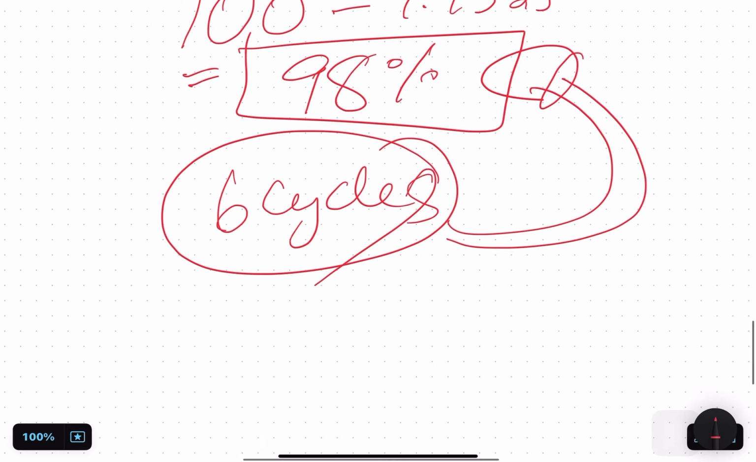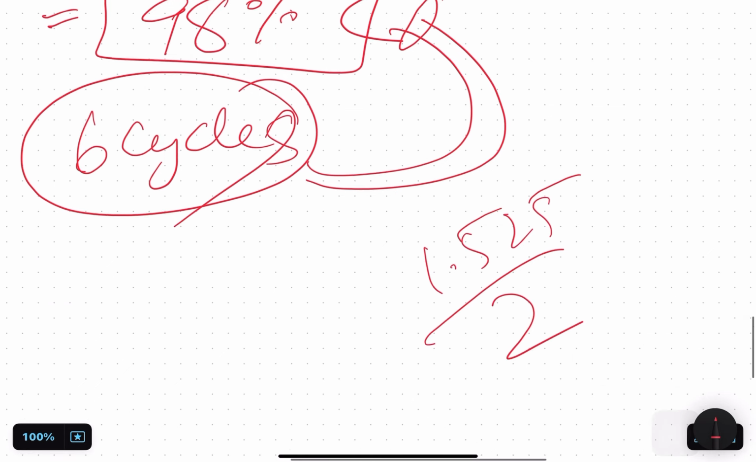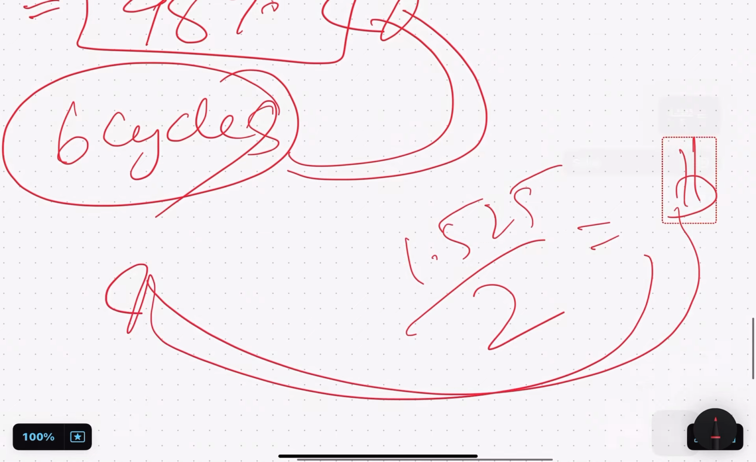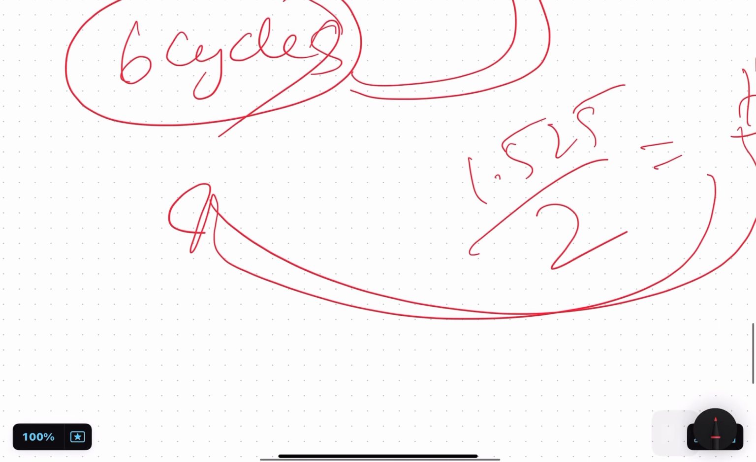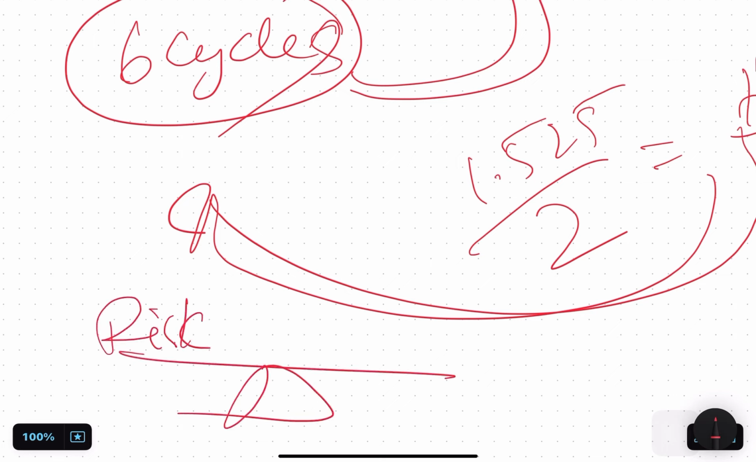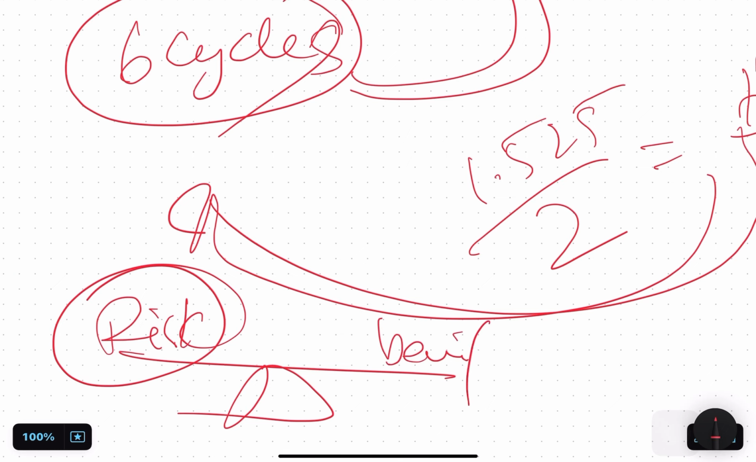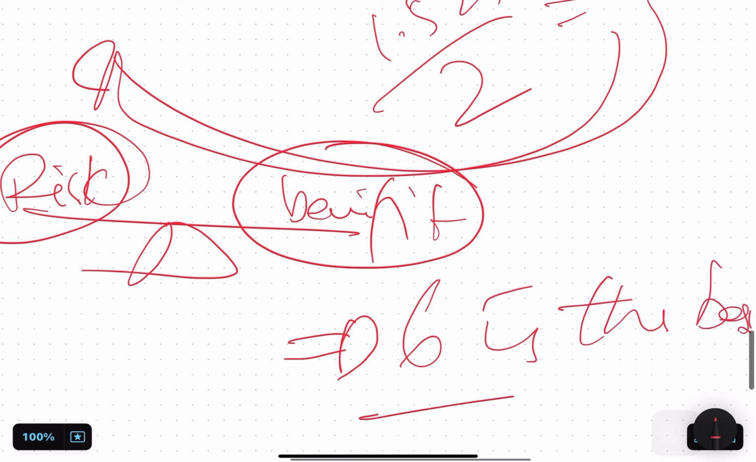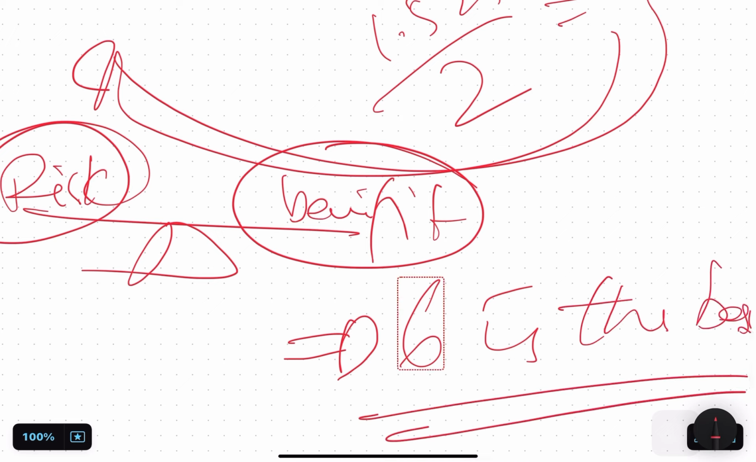Beyond this, if you see what is 1.5625 by 2, it is something very small, and that will not lead to a meaningful reduction in the number of cells. So here there's something called risk versus benefit. Based on this, they say 6 is the best. Got it? That's it for today. Thank you.